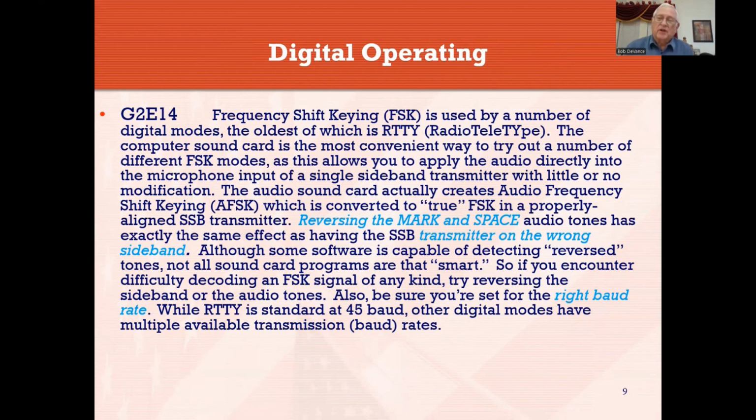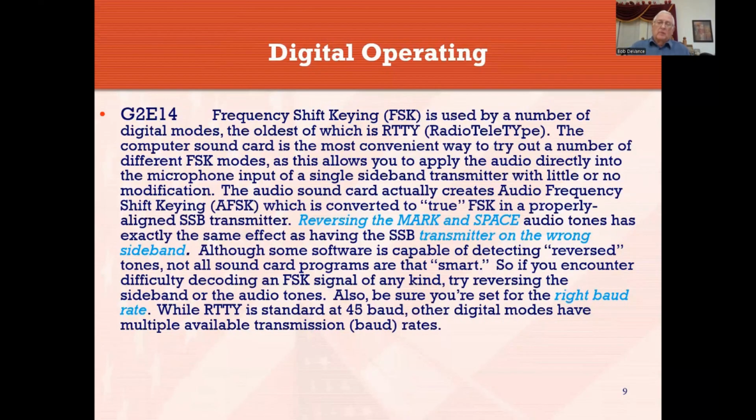The audio sound card actually creates the audio frequency shift keying converted to the true FSK in a properly aligned transmitter using the mark and space. And this is where I mentioned if somebody gets it backward. If we reverse the mark and space audio tones, the same effect is having the single sideband transmitter on the wrong sideband. So if you're trying to receive teletype, you can hear it, you know, there's something there, but it's not coming through. One of the quick ways to flip is just to flip your mode to upper sideband and see if it suddenly pops in. If so, then you know the other person was sending on the wrong sideband. And if that doesn't do it, then there's something else crazy that's going wrong with all of that.